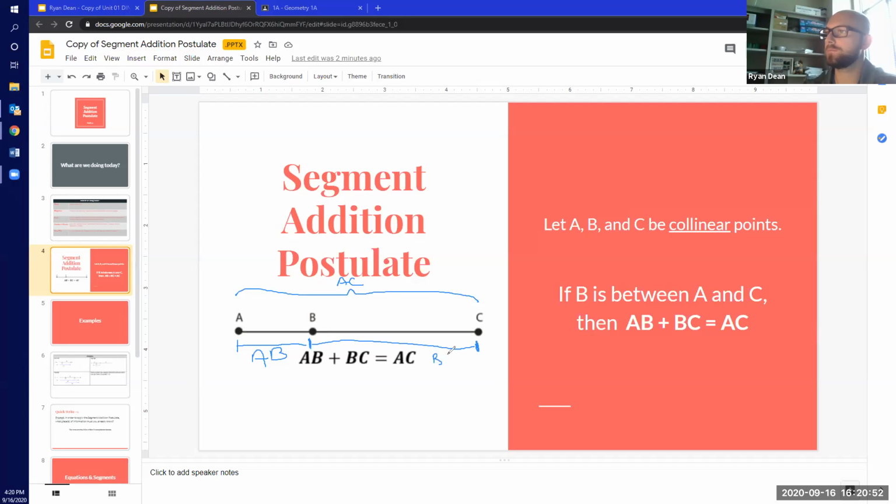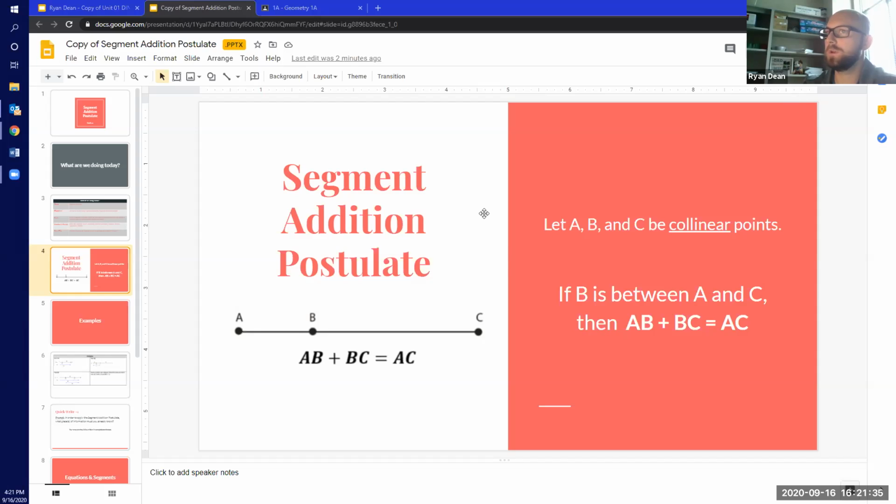I can do this with any 3 collinear points. And it doesn't matter if these are rearranged in any order. Whichever point is in between the other two, you're just going to go from one endpoint to the point that is in between, and then the same point that's in between to the other endpoint. Notice I said in between. Just because B is between A and C right here does not mean that B is in the middle.